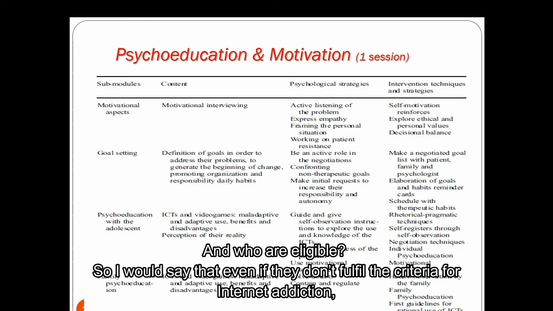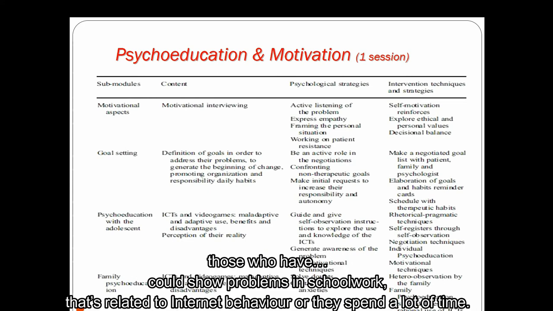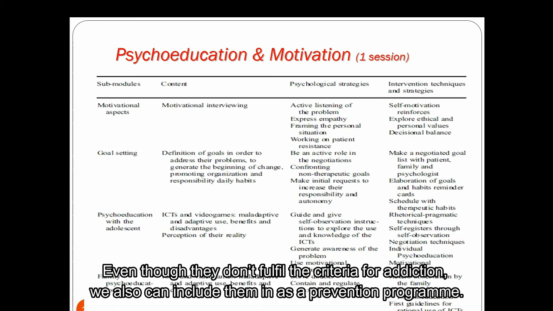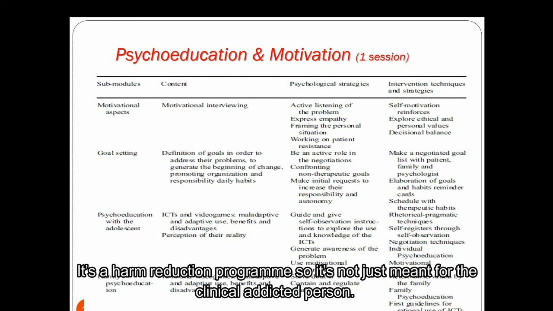And who are eligible? So I would say that even if they don't fulfill the criteria for internet addiction, those who could show problems in schoolwork that's related to the internet behavior, or they spend a lot of time, even though they don't fulfill the criteria for addiction, we also can include them as a prevention program, as a harm reduction program. So it's not just meant for the clinical addicted person, okay?